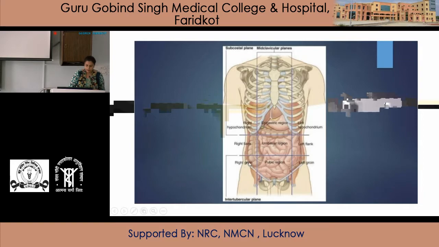Here is the inguinal ligament, which extends from the anterior superior iliac spine to the pubic tubercle. The midpoint of that ligament is the mid-inguinal point. So the vertical plane extends from the mid-clavicular line to the mid-inguinal point. There are 2 vertical lines and there are 2 horizontal lines.